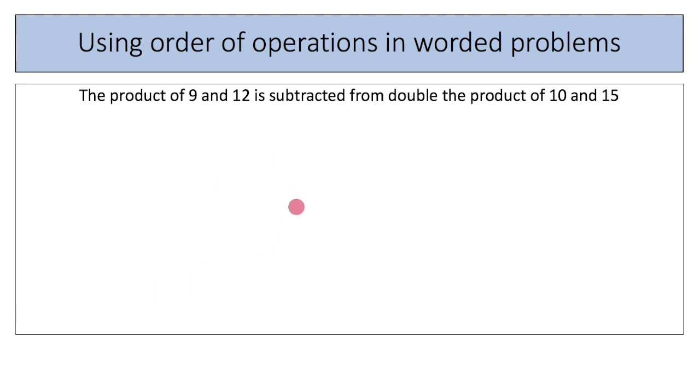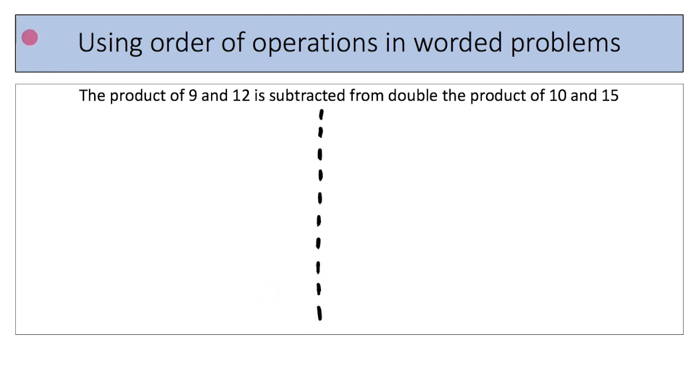So how did you go with this question? So let's now do it together. The product of 9 and 12 is subtracted from double the product of 10 and 15. Now this is a little bit of a tricky question and it's a question that's really prone to error. So what I want to actually show you is the wrong way that most students will do it.